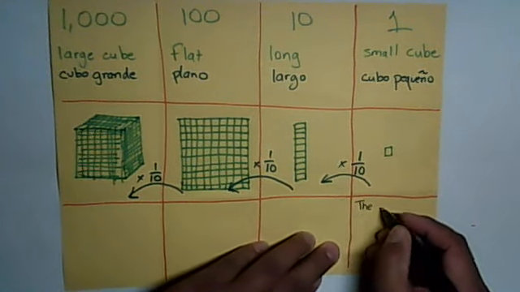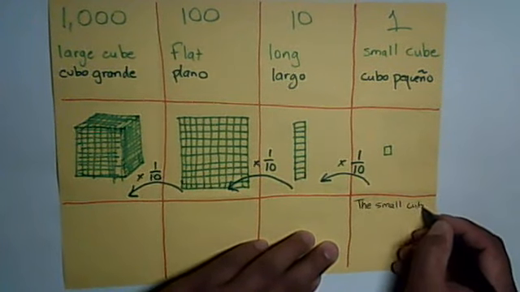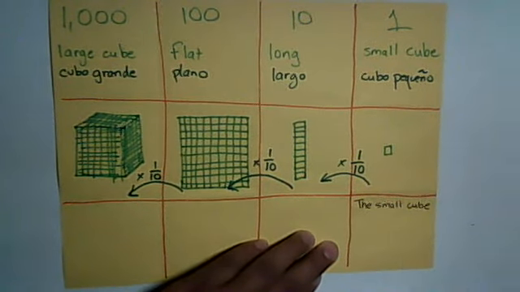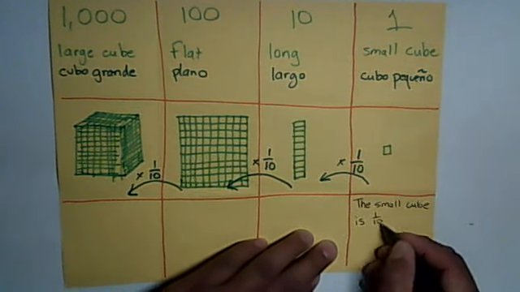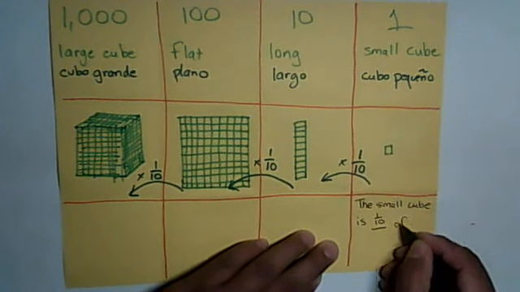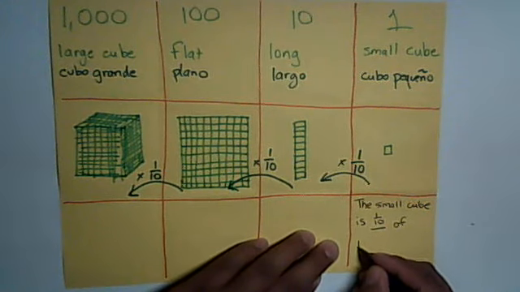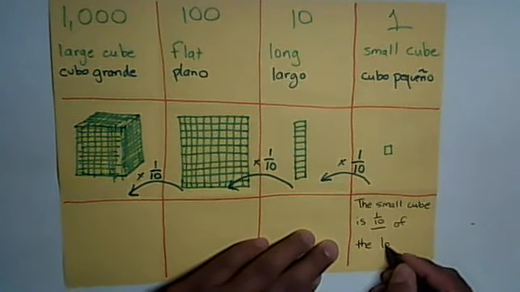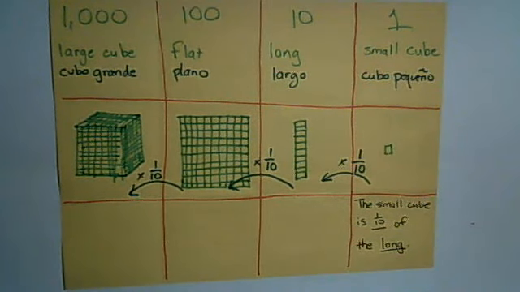The small cube is 1 out of 10 of what is this? What's the name of that? The long. Okay. The small cube is 1/10 of the long.